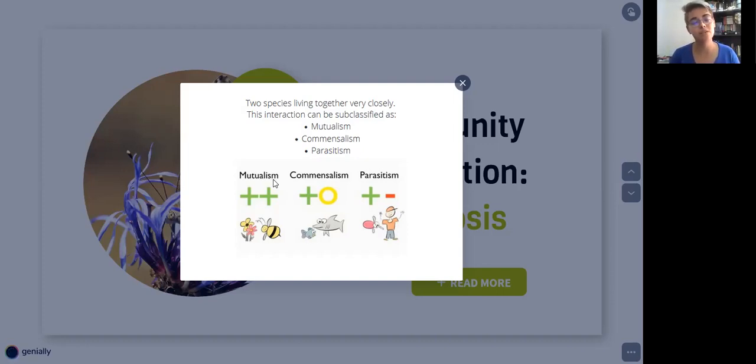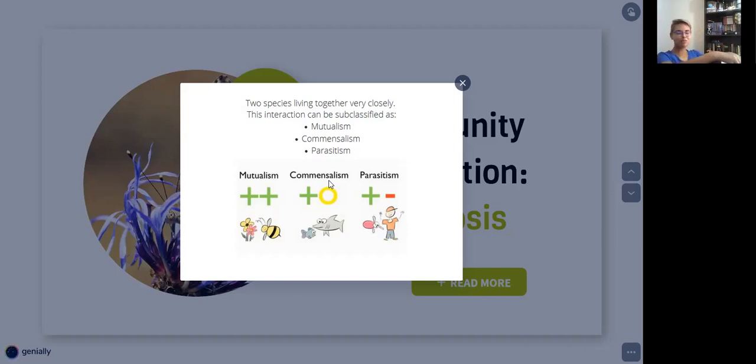There are other types of benefits, like, for example, I get a benefit, but the other person or organism is like, I don't mind. It's the same for me if you're here or if you're not. So that kind of relationship is called commensalism. Commensalism: one gets a benefit and the other doesn't.